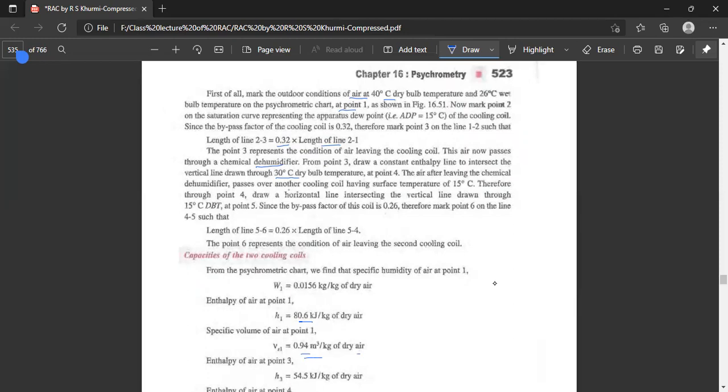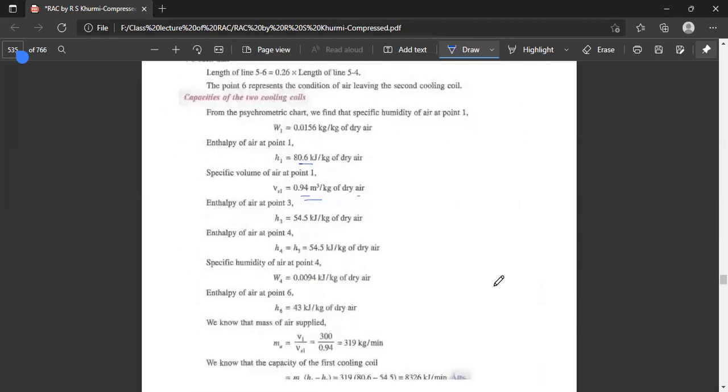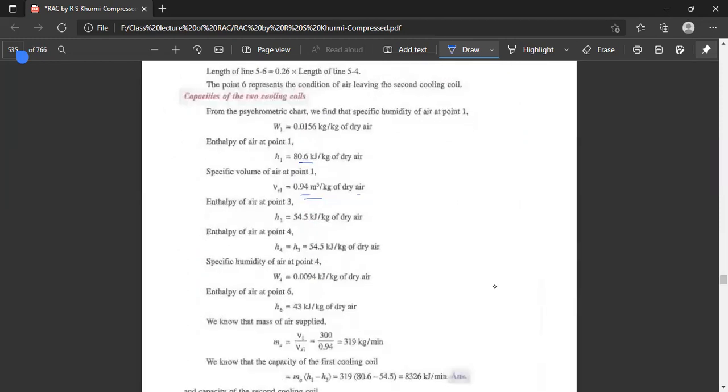So enthalpy at point 3 is available by dropping a vertical to the enthalpy line. At point 4, dropping a vertical to the enthalpy line gives 54.5 kilojoule per kg. And H4 is also equal to H3, 54.5. The specific humidity of air at point 4, W4, by drawing a horizontal line, is equal to 0.094 kg per kg of dry air. The enthalpy of air at point 6 is H6.